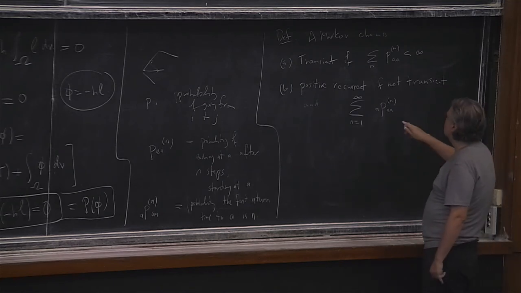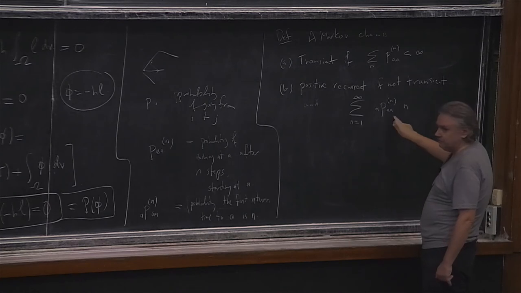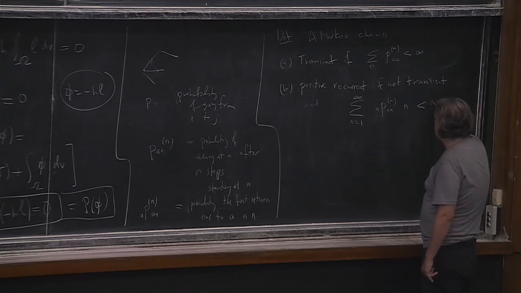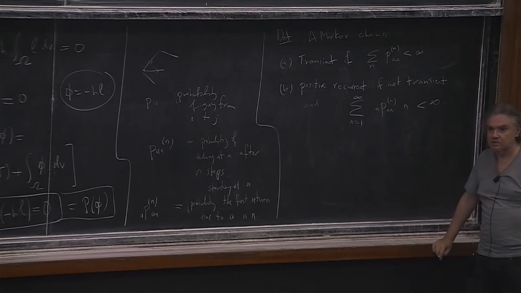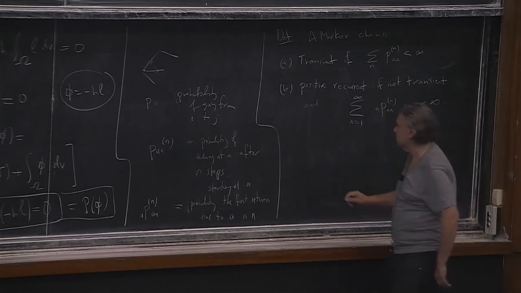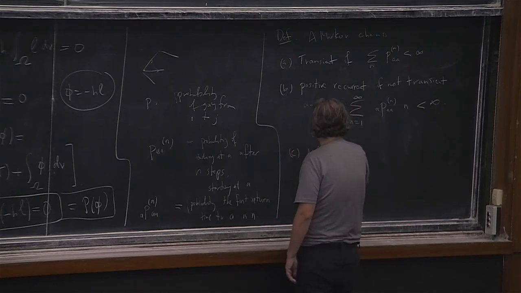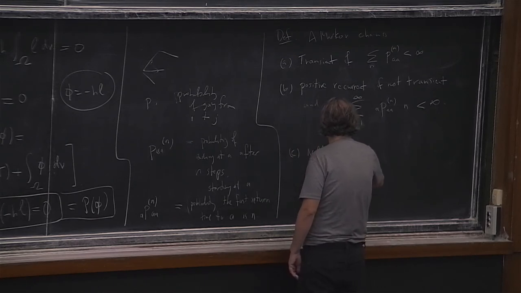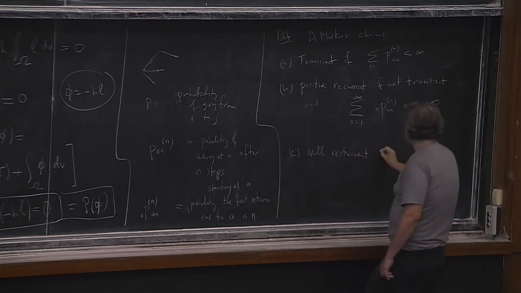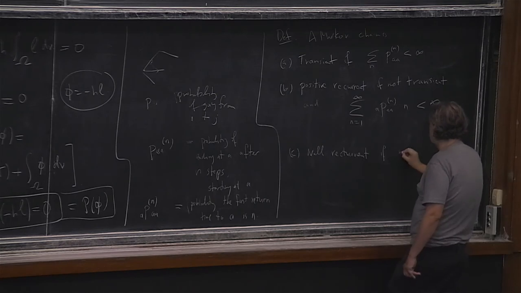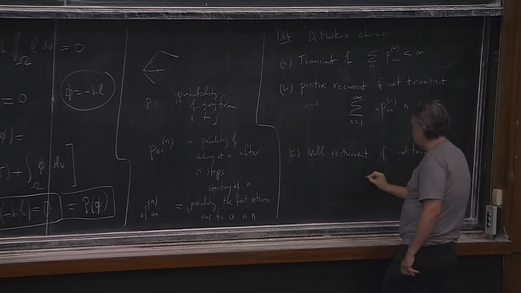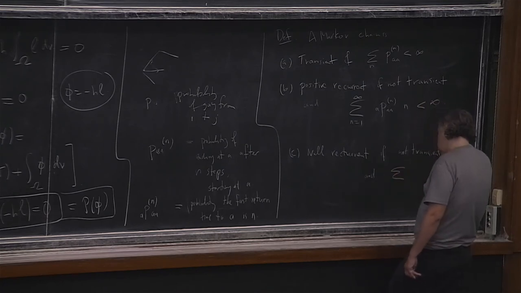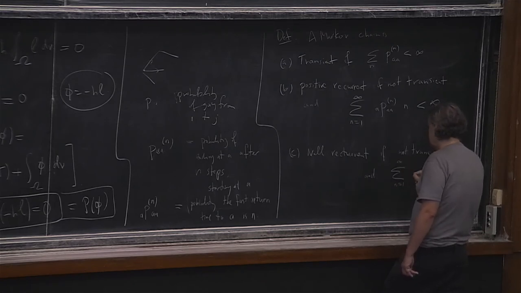And so I want to think about the expectation of the first return time being finite. So you return, and you're finite. And null recurrent: again, not transient, and this expectation is infinite.